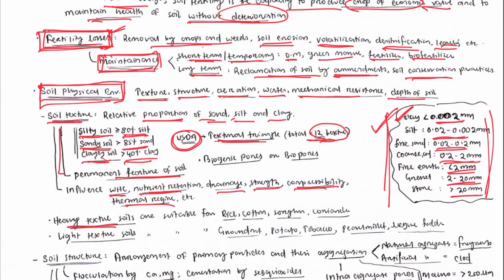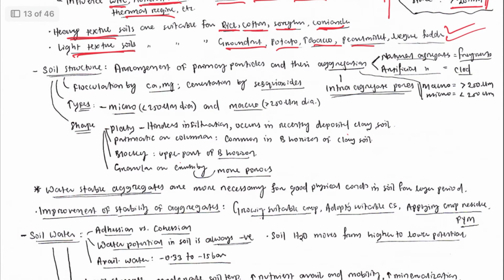Now, when we say heavy texture or light texture, it is not heavy or light in terms of weight, but in terms of workability. Heavy texture soil has hindrance, and we cannot work it properly. Light texture soil is easier to work. Heavy texture soils are suitable for rice, cotton, sorghum, coriander. These crops can easily be grown in heavy texture, black, or clay soil. Light texture soil is suitable for groundnut, potato, tobacco, pearl millet, legume, fodder, etc. These crops are conveniently grown in light texture soil.